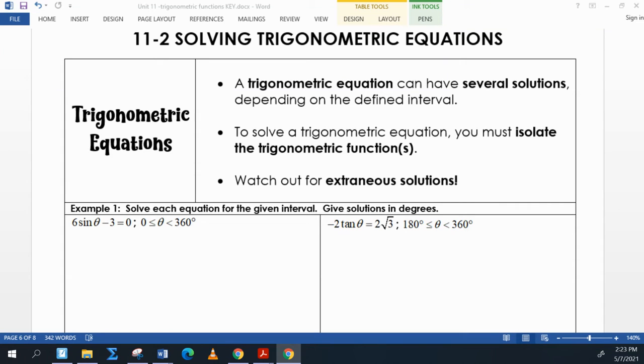All right, welcome to Unit 11-2. This time we're going to be solving our trigonometric equations. So now we're going to throw an equal sign in here.